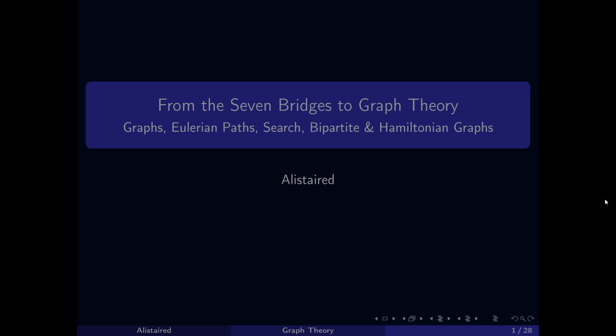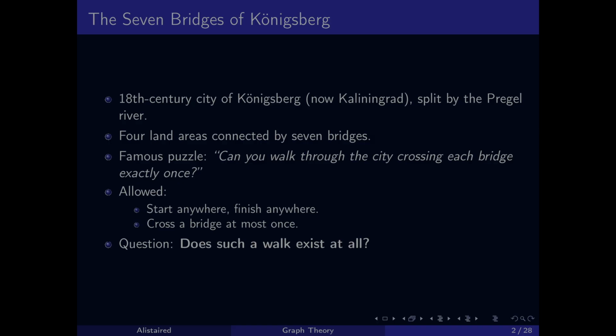Hello everyone. In this video, we're going to talk about one of the most important fields in computer science, which is graph theory. Graph theory started as a riddle in the 18th century city of Königsberg, which is now known as Kaliningrad.